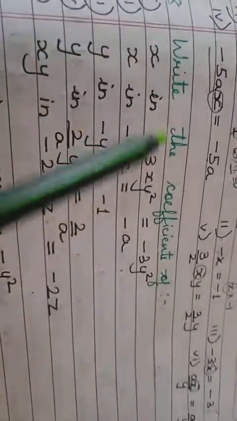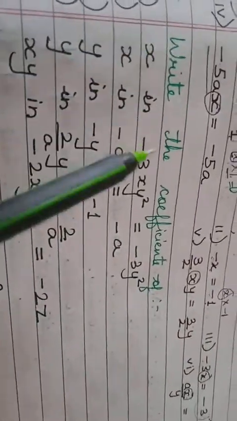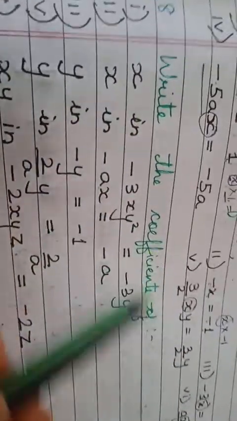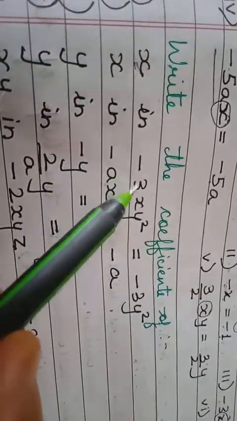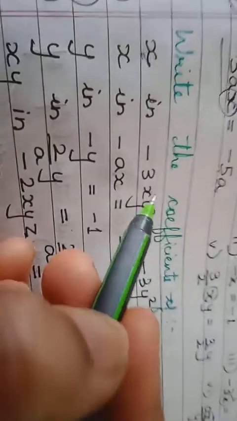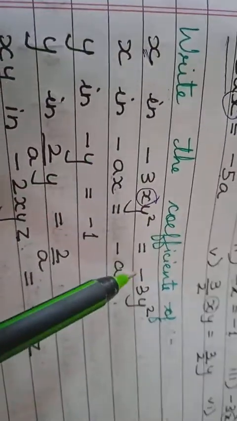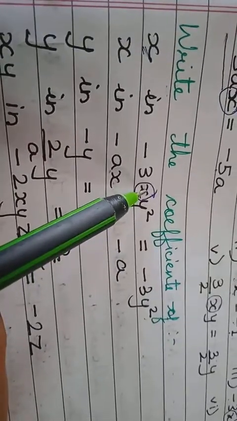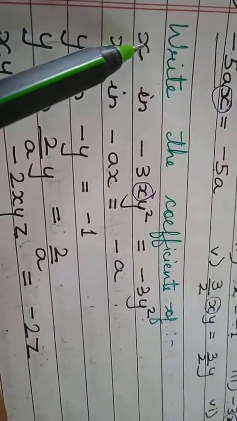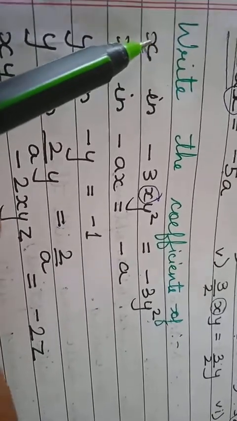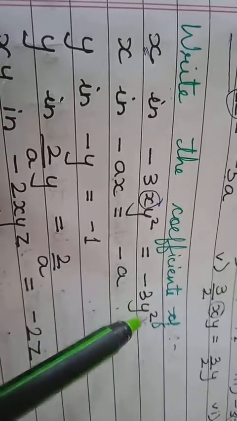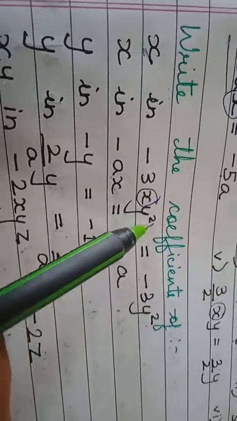So, now let us see question number 8. Write the coefficients of x in minus 3xy square. Let us see now. What you have to find? Coefficient of x in minus 3xy square. So circle x. What are the things which are left? Minus is left, right? Minus. x we will not write because we have to find the coefficient of x, meaning who are the other variables and constants with x. So minus 3y square. Okay, so minus 3 and this y square.